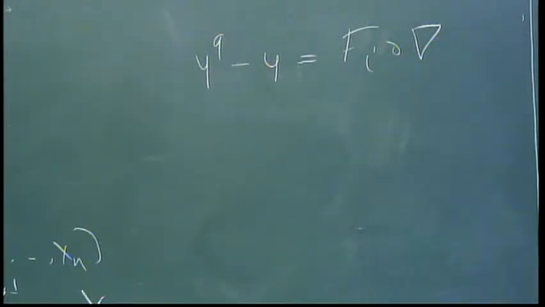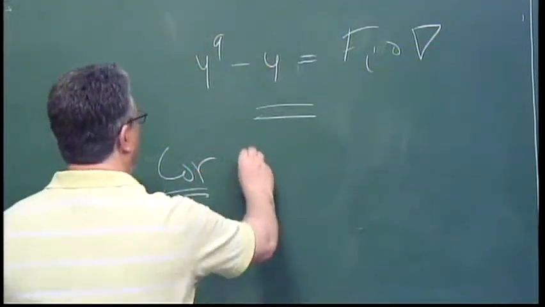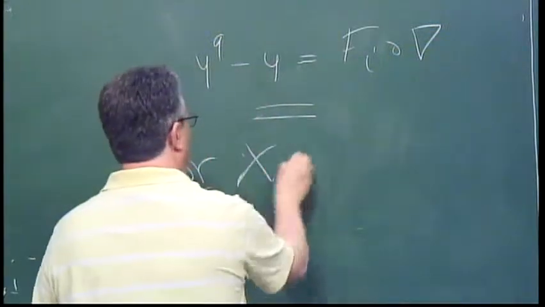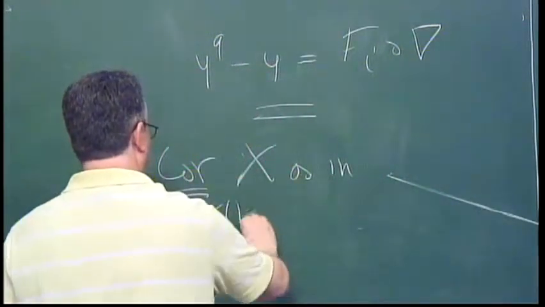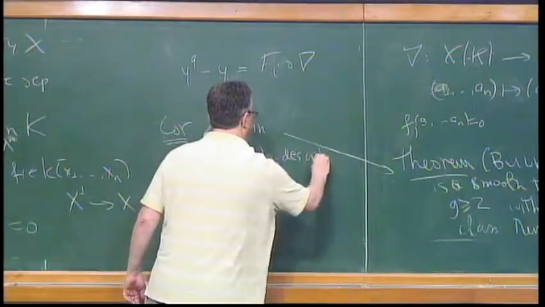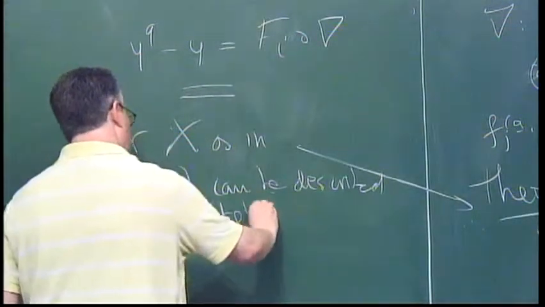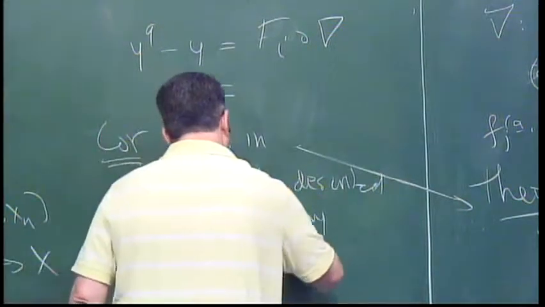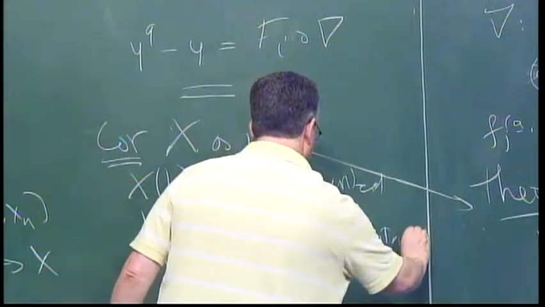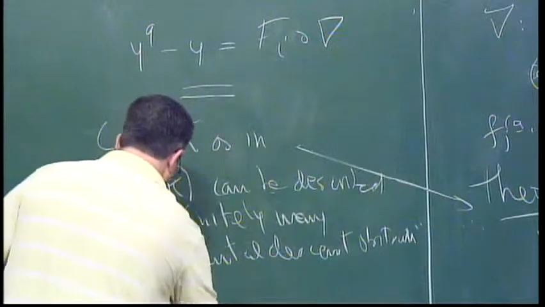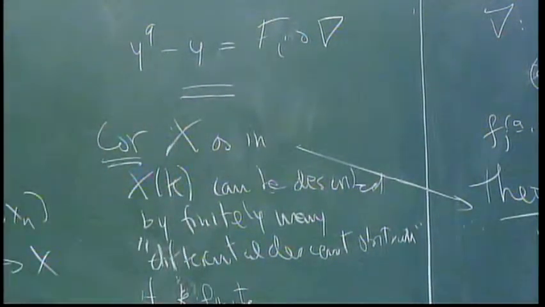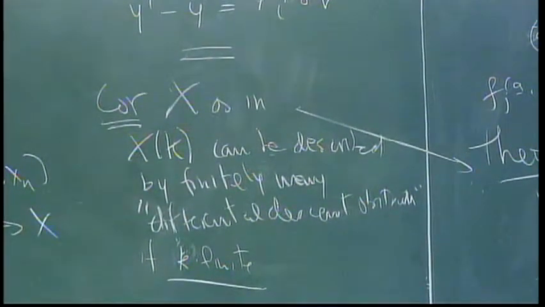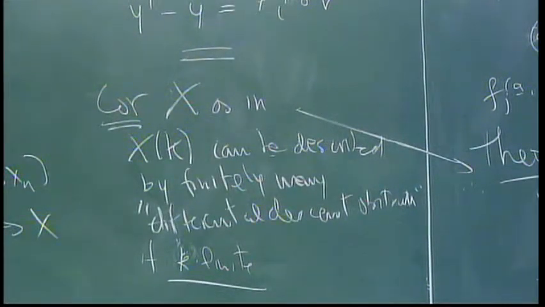Okay, so that's very nice. So this maybe, I don't know, corollary: X(K), so X as in here, can be described by finitely many differential descent obstructions, if little k is finite. And because I'm combining Boucksom's theorem, which is a purely geometric theorem, if you like, with the theorem that I proved, the hierarchy over there, you get this.